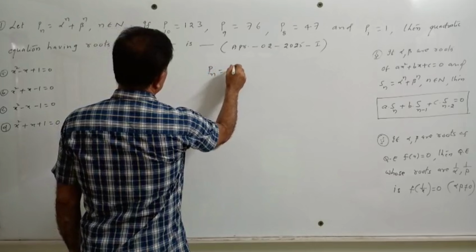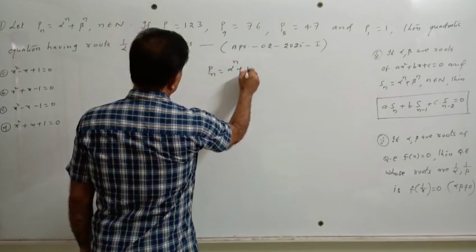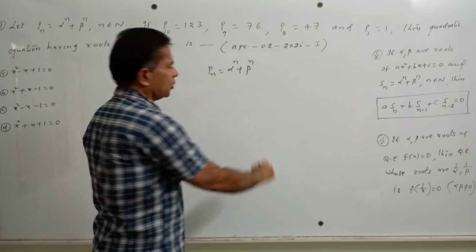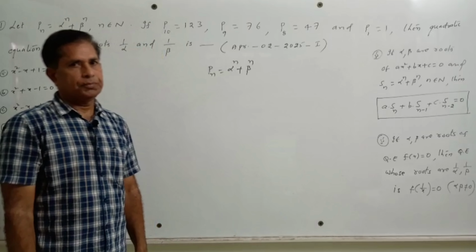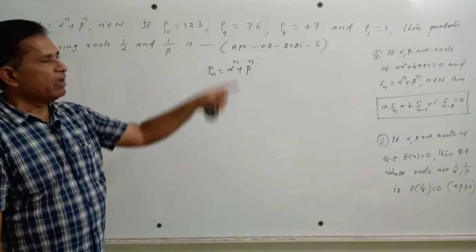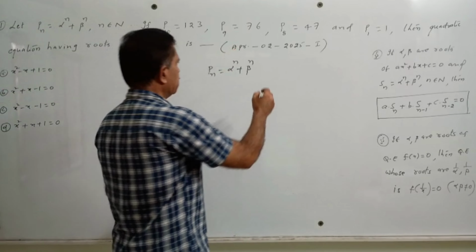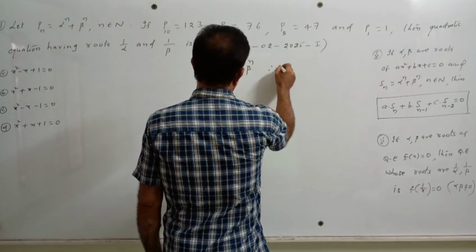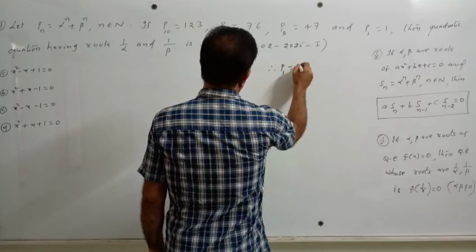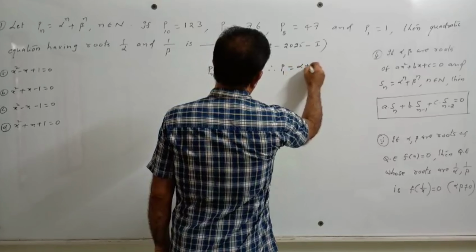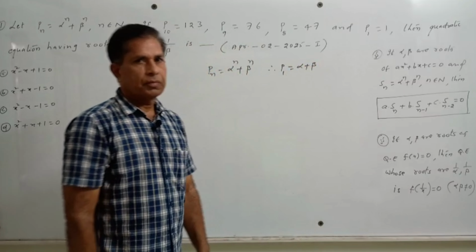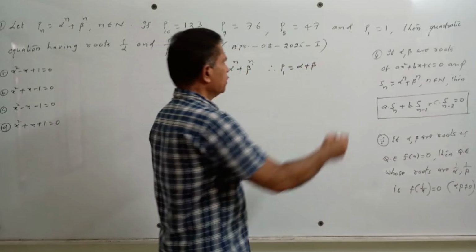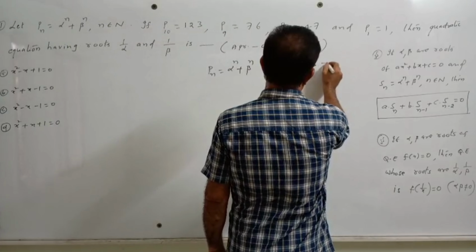He has given Pn is equal to alpha to the power of n plus beta to the power of n. He has given the value for P1. Substitute n is equal to 1. Therefore, I can say P1 becomes alpha plus beta. But he has given the value of P1 is 1.